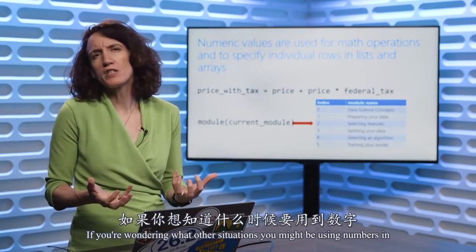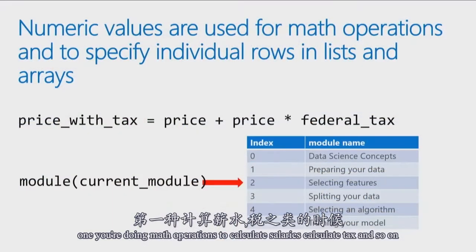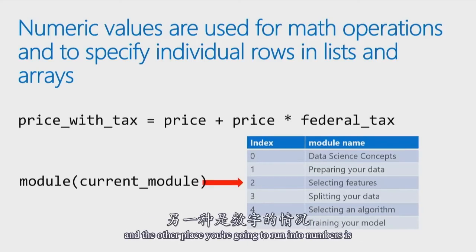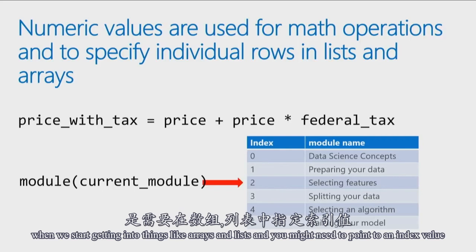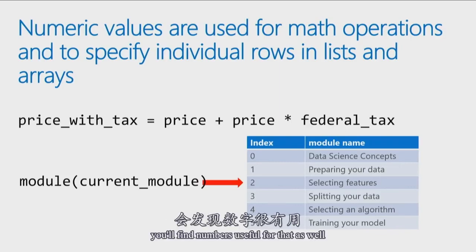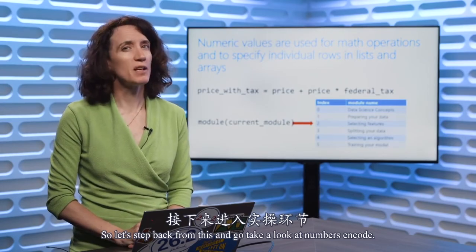And if you're wondering what other situations you might be using numbers in, well, there's basically two situations. One, you're doing math operations to calculate salaries, calculate taxes, and so on. And the other place you're going to run into numbers is when we start getting into things like arrays and lists, and you might need to point to an index value. Say, start at this position, go to this position, or go to this row here. You'll find numbers useful for that as well. So let's step back from this and go take a look at numbers in code.